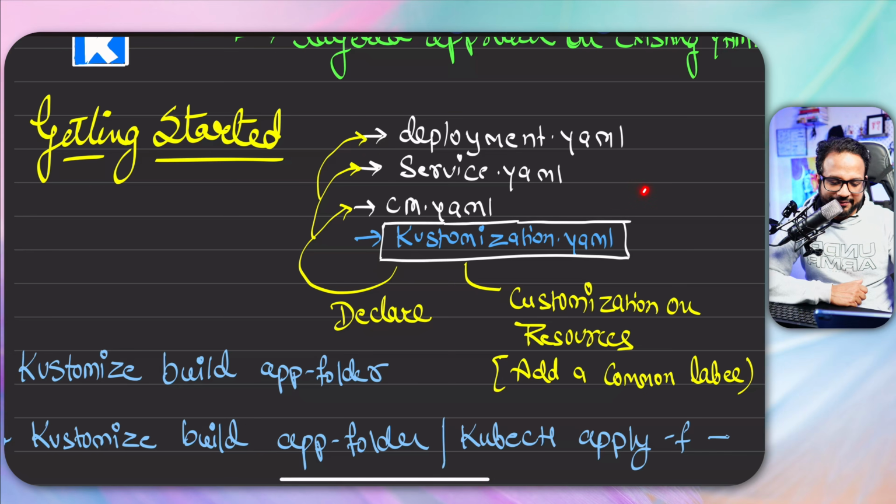Okay, so you create a file kustomization.yaml, and in that you declare all your resources. And then you also do customization of your resources, for example, add a common label. We are not talking about multiple environments yet, we are just getting started with a simple configuration, single environment. So let's say there is some label that you have to apply in each of the resources, right? So you put that common label in the kustomization.yaml and it will be applied to all the resources.